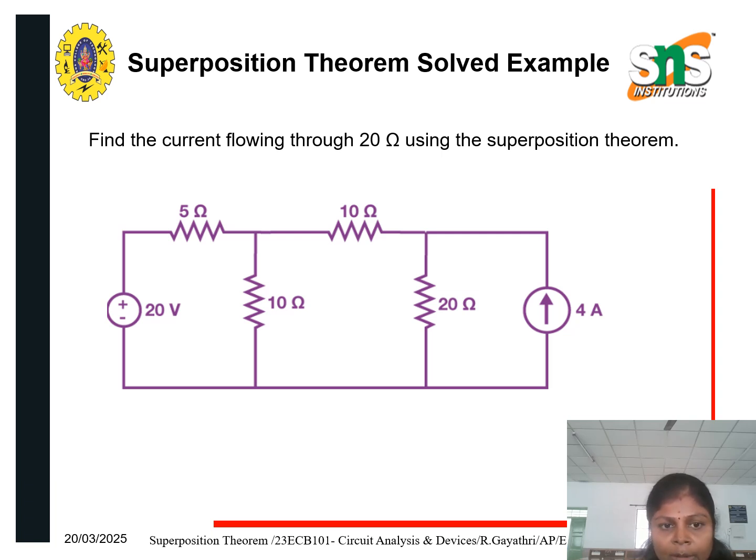In the circuit given below, find the current flowing through the 20 ohm resistor using the superposition theorem. The circuit has a voltage source, 5 ohm, 10 ohm, 10 ohm and 20 ohm resistors, and one current source. The current source in parallel with the 20 ohm resistor will be replaced by a voltage source in series.